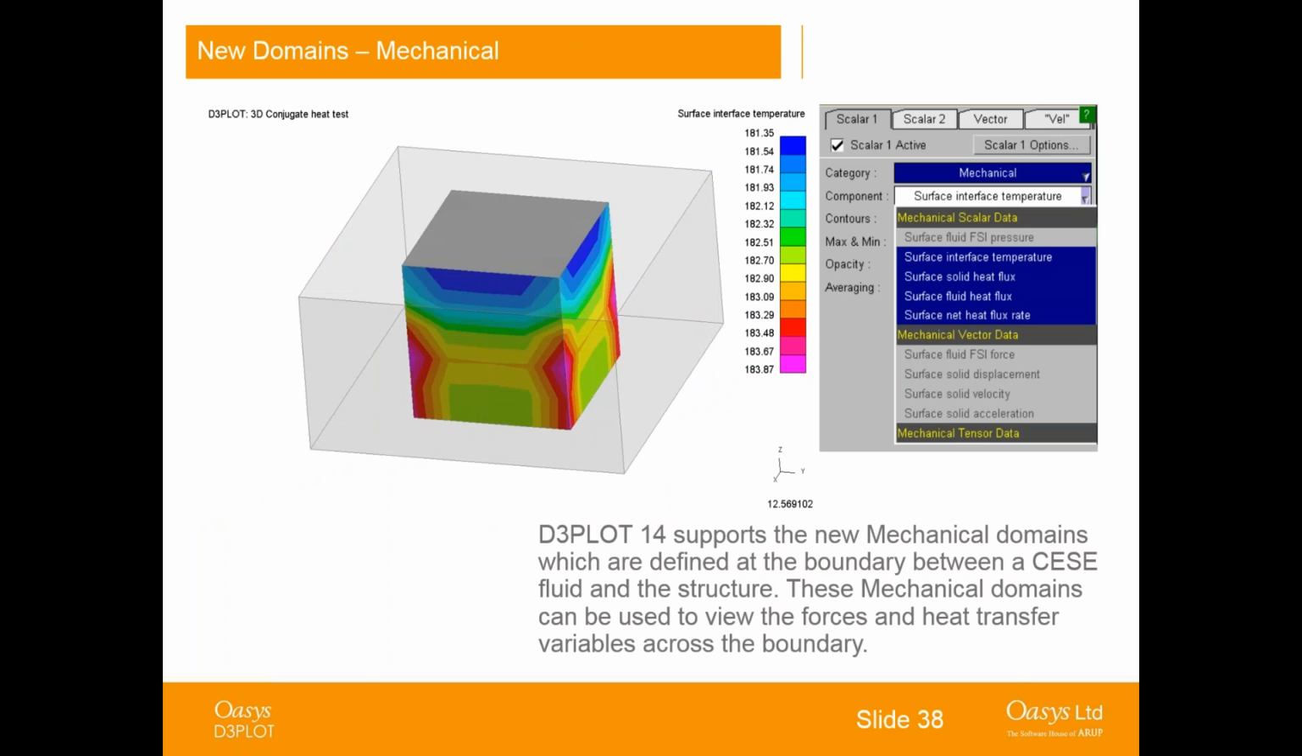The new domains also supported are the new mechanical domains, which are defined at the boundary between a CESC fluid and the structure. These mechanical domains can then be used to view the forces and heat transfer variables across the boundary. So we can now plot those.